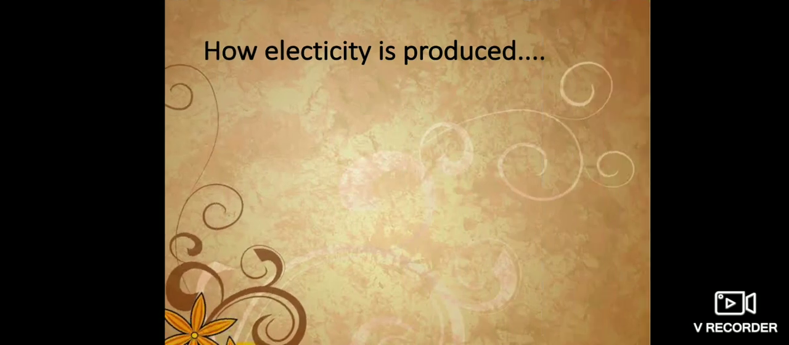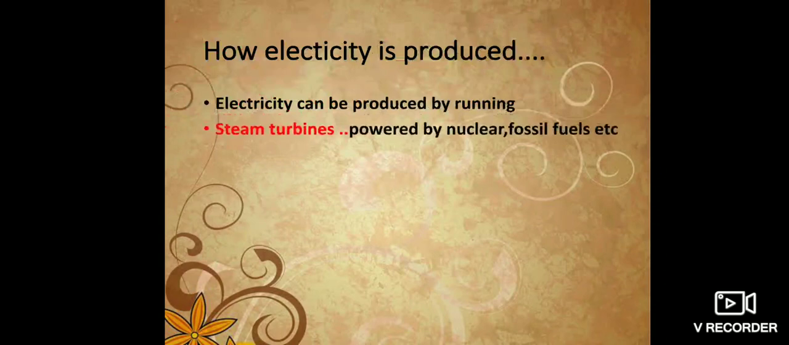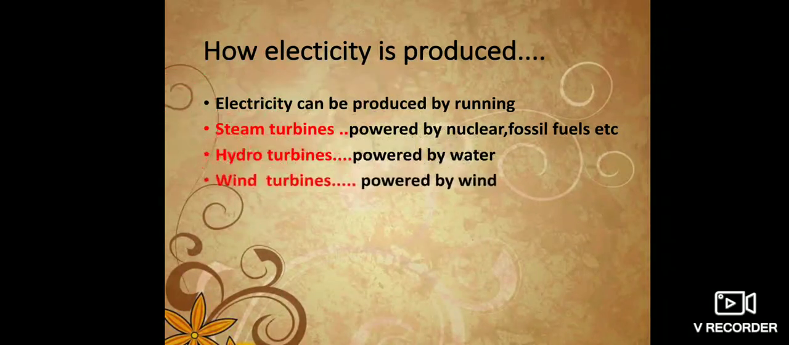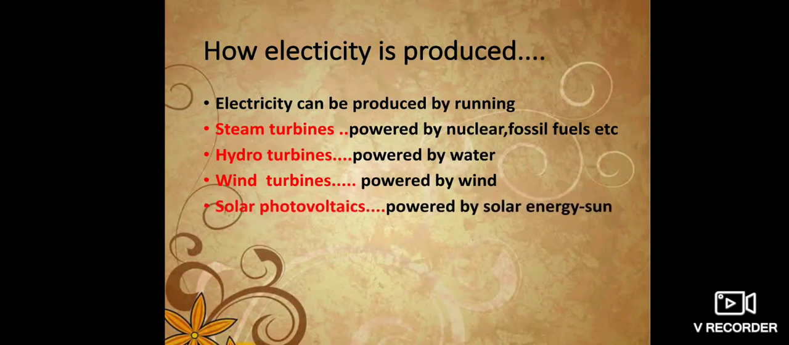Now let us see how electricity is produced. Electricity can be produced by various methods, or we can use different energies to make electricity. Electricity can be produced by running steam turbines powered by nuclear, fossil fuels, etc. Hydro turbines powered by water. Wind turbines powered by wind. And also solar photovoltaics or solar panels powered by solar energy. So this is how the electricity is produced.